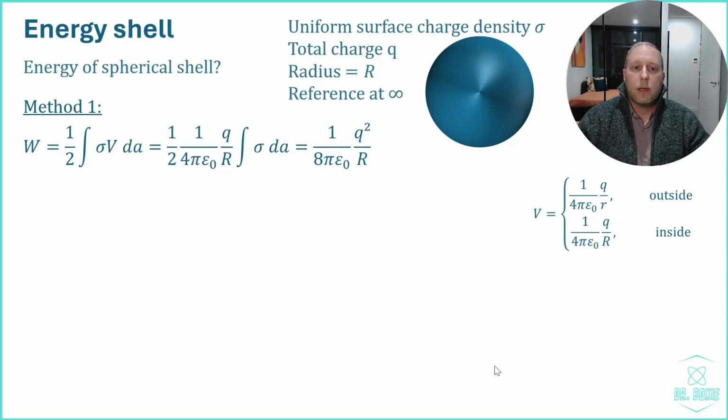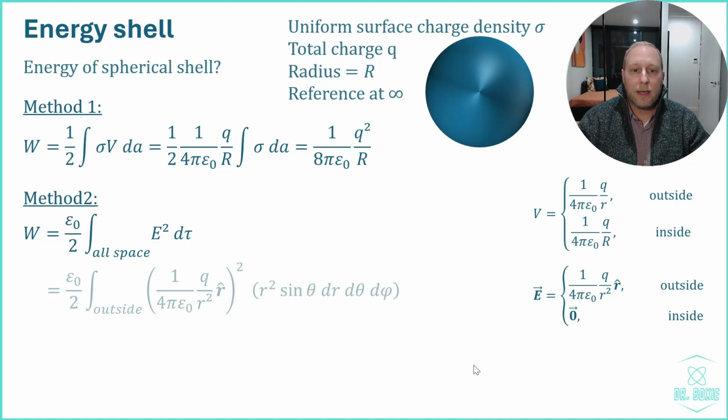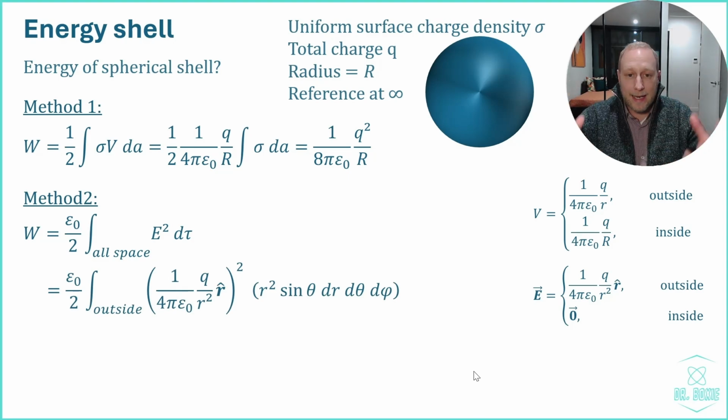shell. A different way of calculating this same work is using this expression, and for it we need the electric field of such a hollow spherical shell, and we've seen a couple of lessons ago that this was the expression for it. Now notice the integration here is over all of space, but the electric field within the shell is 0. In other words, we're left with the integral only outside of that spherical shell.